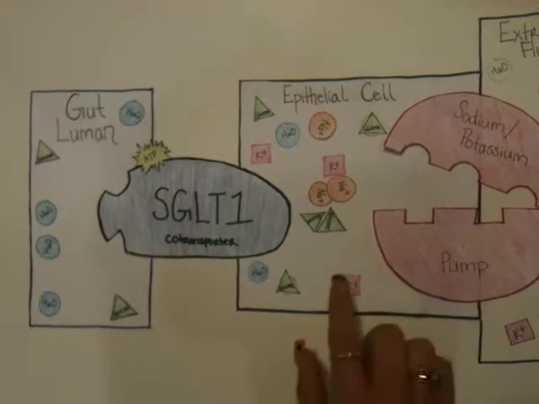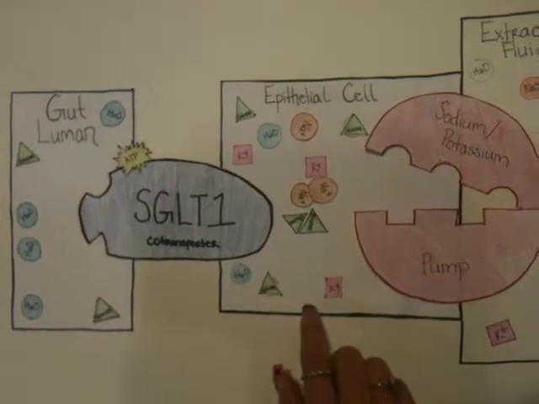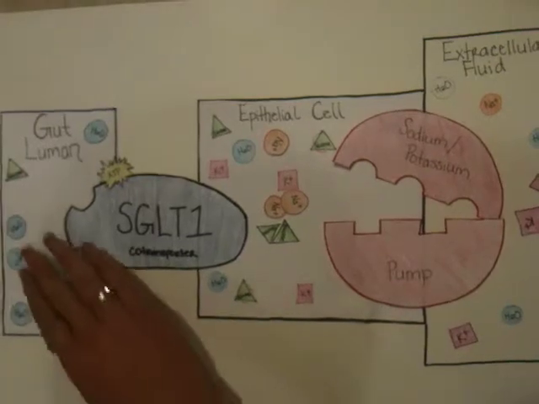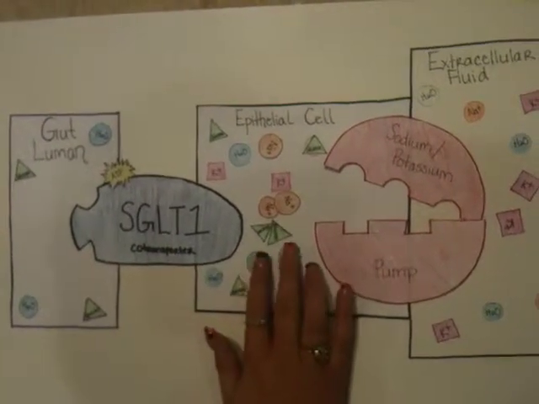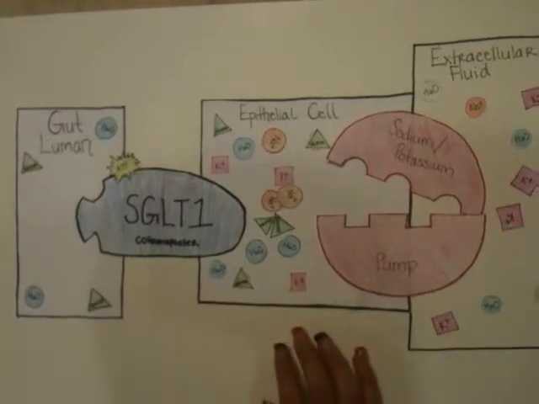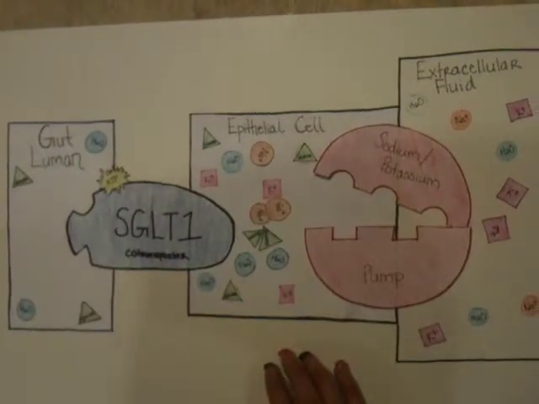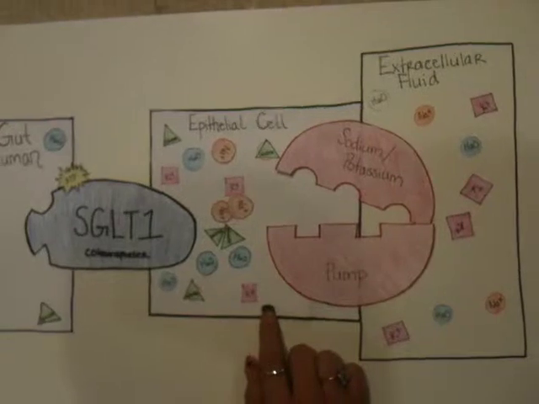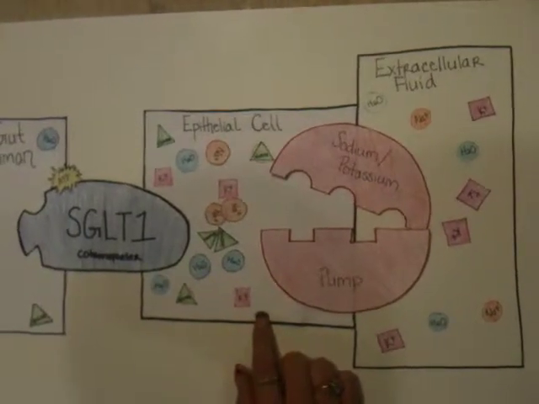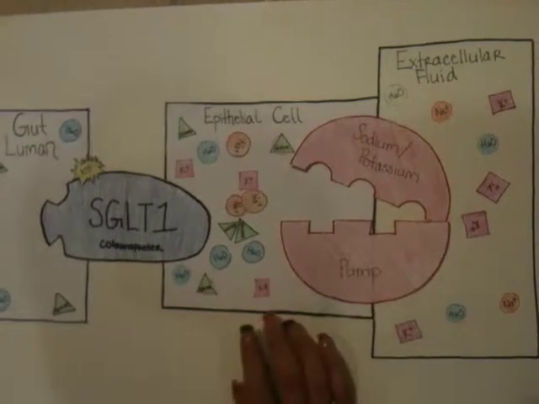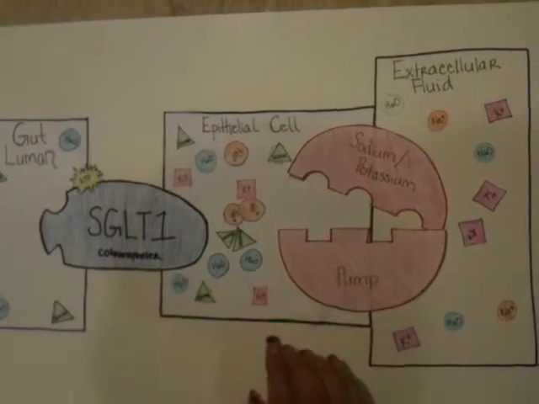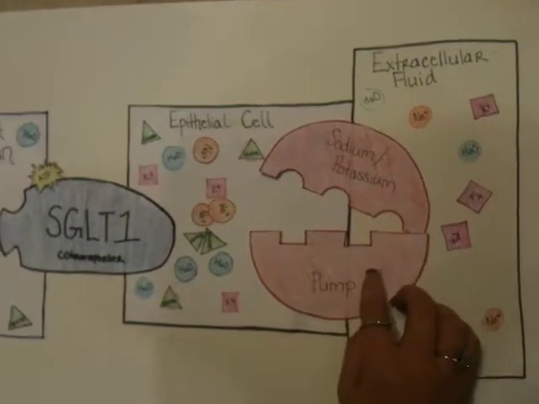Once the epithelial cell gets a high concentration of sodium, water actively transports into the cell as well because the cell has become hypertonic. The cell now needs to reduce its sodium concentration in order to keep the glucose transporting to continue. So it uses an active transport system called the sodium-potassium pump.